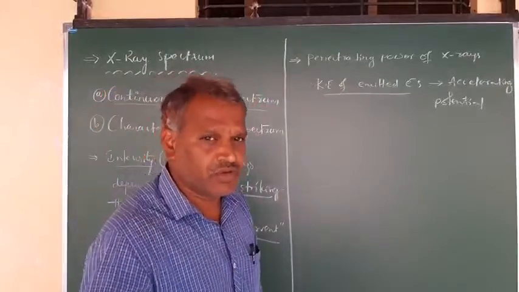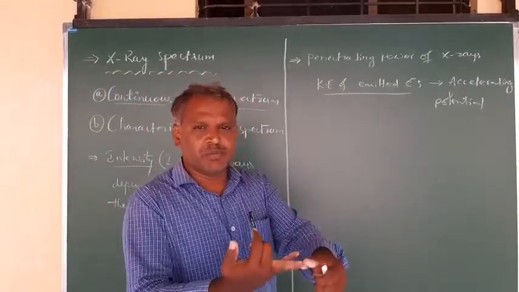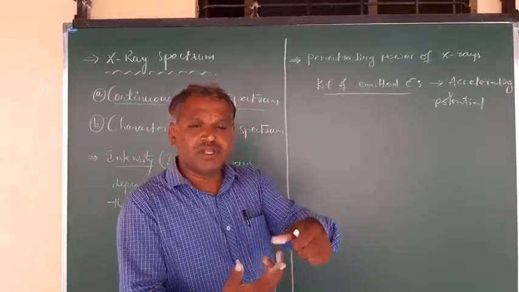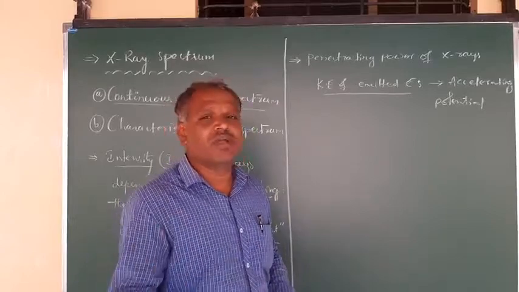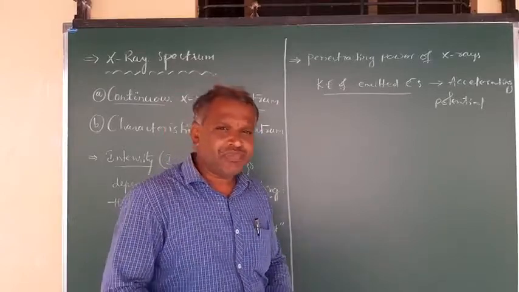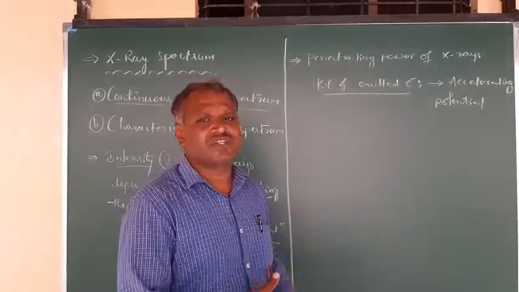So from this we can conclude the X-rays topic, right? What are X-rays? How can they be produced? What are the properties? And what is the spectrum? That means the wavelengths of the X-rays coming out of the target material. Those we can discuss as continuous and characteristic. Those graphs we can also observe.